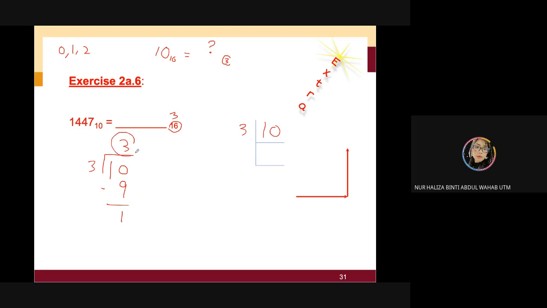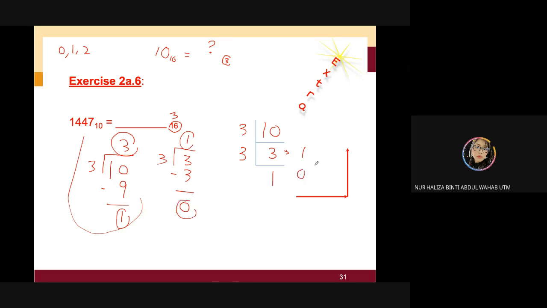This answer I will put here. This remainder I will put beside here. Again, over here I can see my 3 still can be divided with 3. So I can put 3 over here. I do another one more time like this. 3 divide with 3, I will get 1, and then 3. There is no remainder. So this one I will put here, and my remainder I will put here.